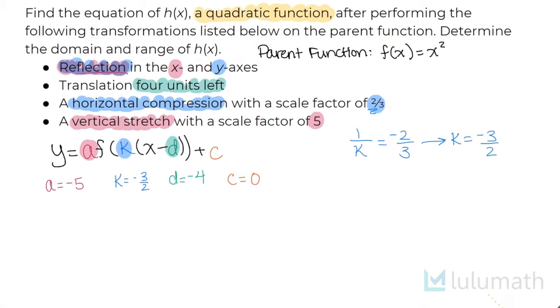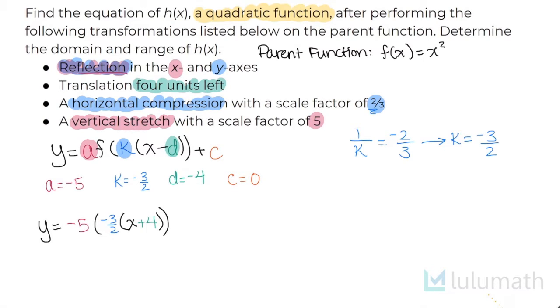So let's fill in this information to find our equation. y is going to equal, instead of a, we're going to use -5. And this f right here is our function rule, and we know that our parent function is our input squared. So we have to write out what our input is going to be. The k value is -3/2, and that's being multiplied by x minus d, and because d is -4, it's going to be x minus -4. The minus and negative turns into a positive, so we're going to say +4. Then we close this bracket right here, and then we close this bracket here.